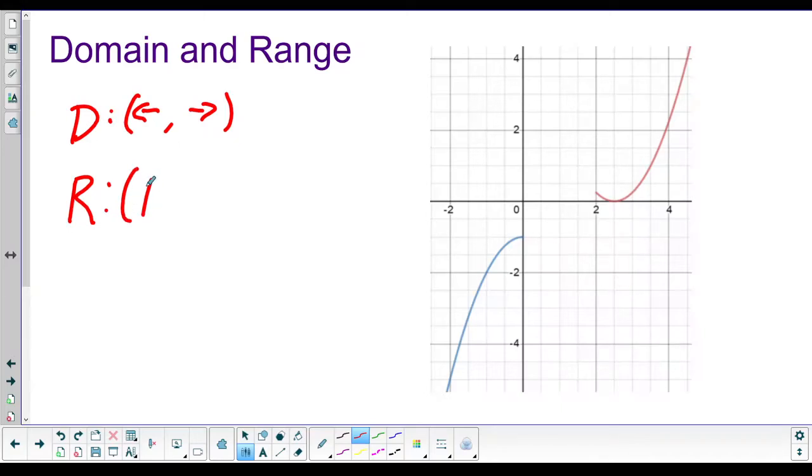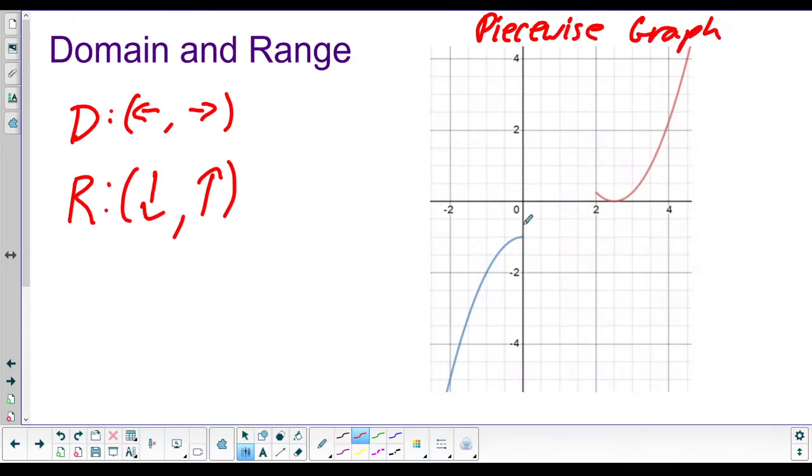Range is asking you how far... whoops, back up, hold up. I drifted too fast. How far down do you go? How far up do you go? All right. So we're going to answer these using this piecewise graph.